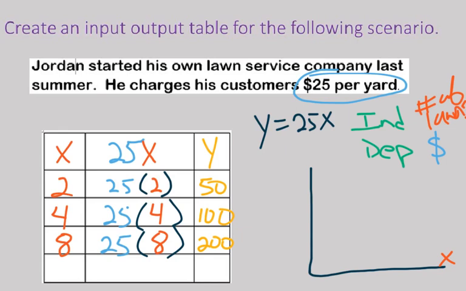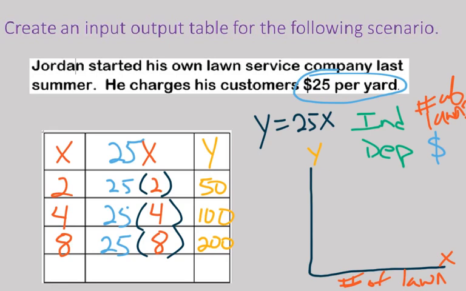So we would have the X axis and the Y axis, okay? Let's go ahead and just label those. We won't graph it, but let's make sure we understand how to label it. So the independent variable, again, is the number of lawns. And the number of lawns will determine the money, or how much money he makes. So again, that's just a look at creating input-output tables and kind of understanding them using the independent and dependent variables that we've already worked on.